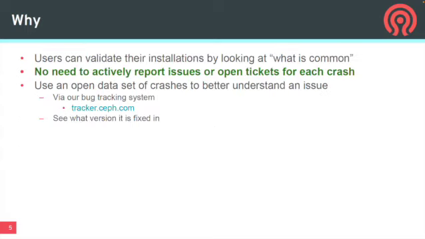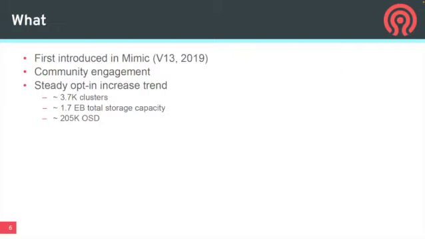For users, users can validate their deployments. They can learn what's common out there, big clusters out there, how common they are. Of course, in case they're reporting. They don't need to actively submit their crash reports or open tickets for that. And they can use our tracking system to see similar crashes and look for solutions, understand in what version those bugs are fixed. So what is our telemetry service?